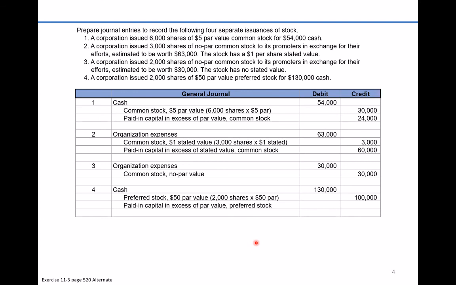And since this is in excess of the amount of cash received, the balance is a plug to paid-in capital. Paid-in capital in excess of par value gets credited for $30,000.